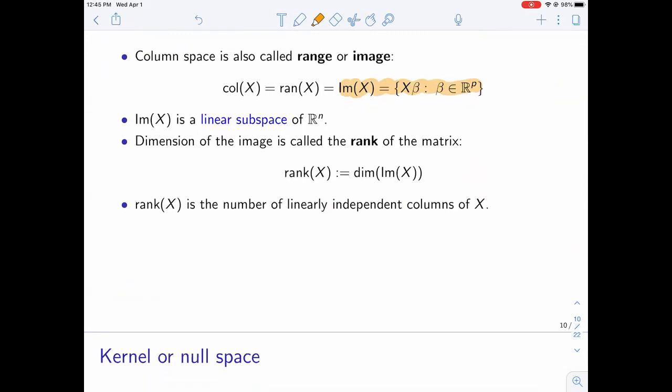So does anyone recall what the dimension of a linear subspace was that we just talked about? Do you want to chip in? Anyone? It's the number of vectors that are in its basis, or in a basis of it.